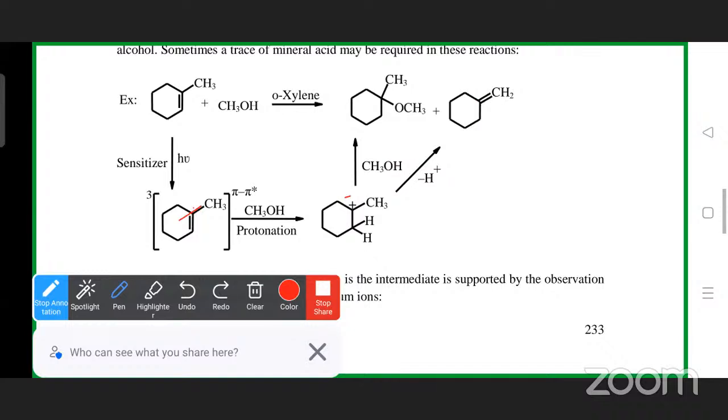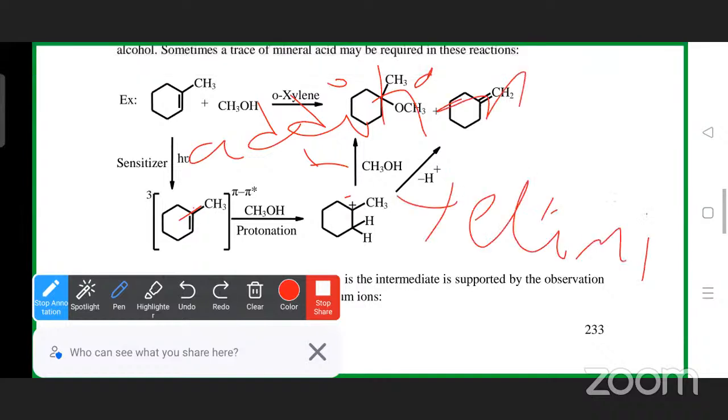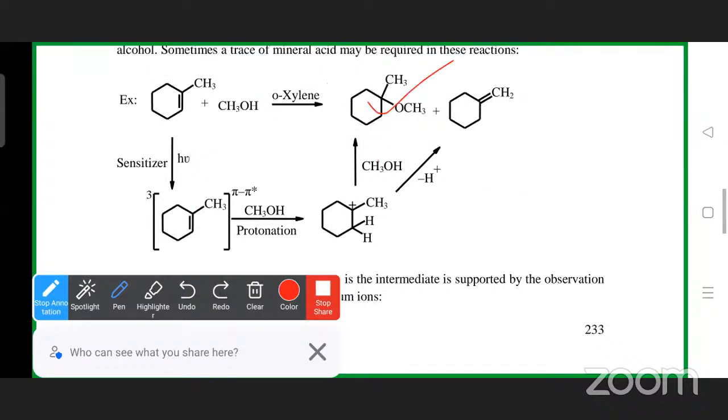Now, after getting this carbocation, there are two reactions that take place, either the addition reaction or the elimination reaction. Upon addition of this methanol, we get methyl cyclohexane, and upon abstracting, here is a CH2, hydrogen is there, so this may shift here.